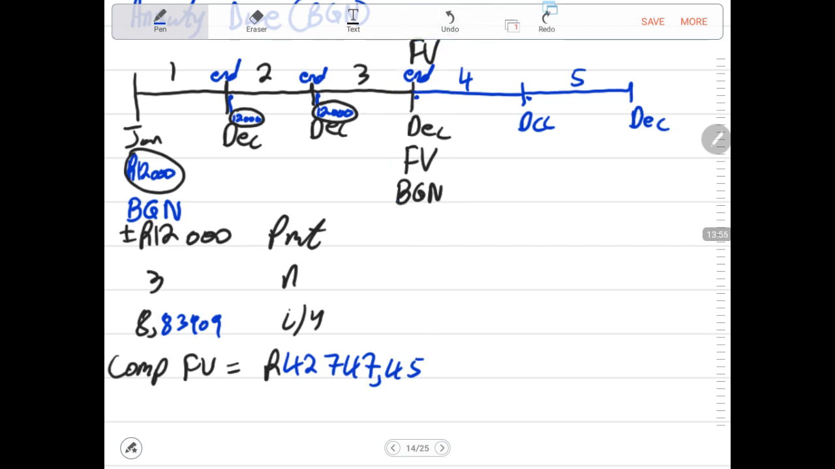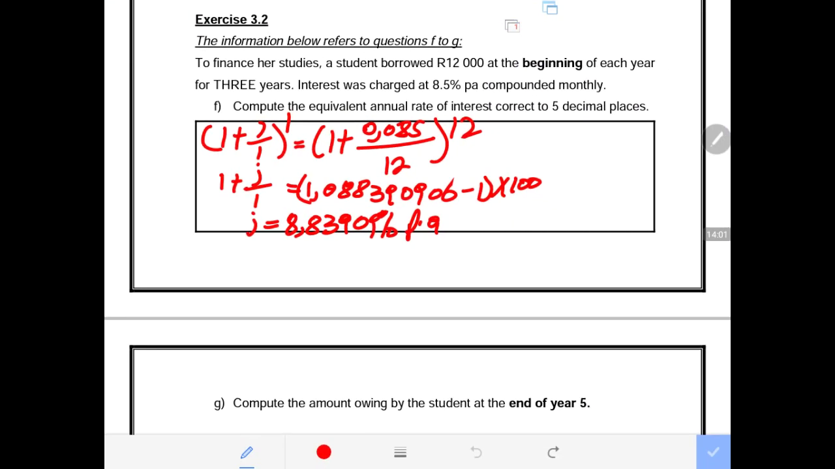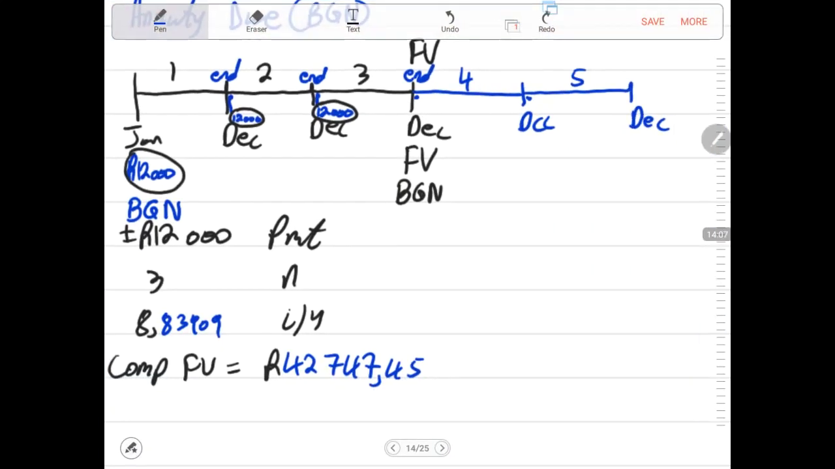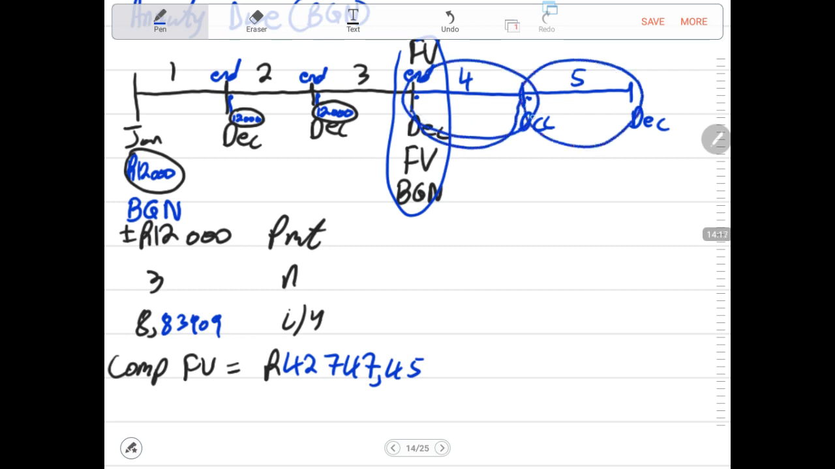So we have that future value, and remember, the requirement is to calculate the future value at the end of year 5. So now what we have is the future value at the end of year 3. So now we still have 2 years to come. Year 4, which is the full year 4, and year 5, which is the full year 5. So we still have to accumulate this amount for the next 2 years.